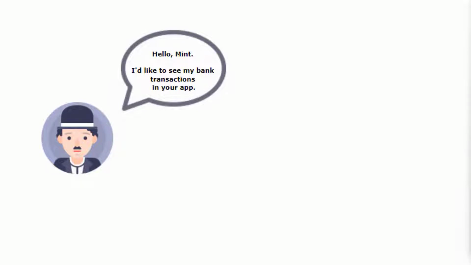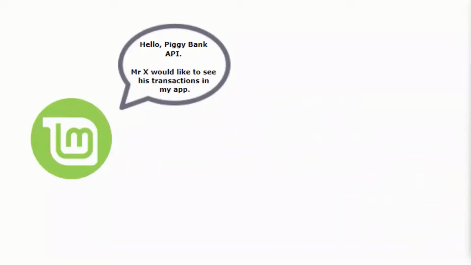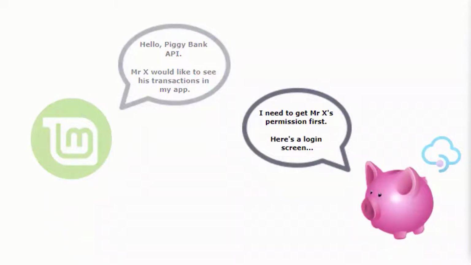And so what you would typically do is go to Mint, create your profile there, and then say, hey, Mint, I would like to see all of my transactions from a specific bank. And then Mint on the other side will say, okay, sure, I can help you with that. And then we'll start with the process of doing that for you. So it'll go to the bank in question and say, hey, I've got this user, Mr. X, and he would like to see all of his transactions in our app. The bank then says, okay, I can do that, but I don't really trust you. So here's a login screen because we need to make sure that Mr. X is really who he says he is, and we need to make sure that he really wants to give you access to all of his information.